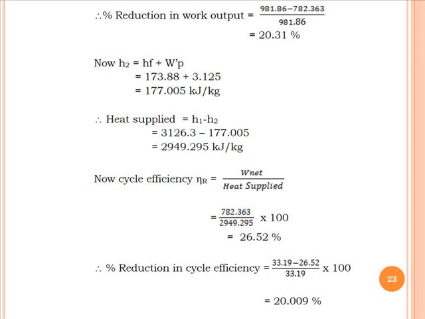And the reduction in the cycle efficiency which we can see is around 20%. So you can see that when we consider the actual case, the efficiency of the Rankine cycle is reduced by 20% if we consider the isentropic efficiency of pump and isentropic efficiency of turbine equal to 80%.